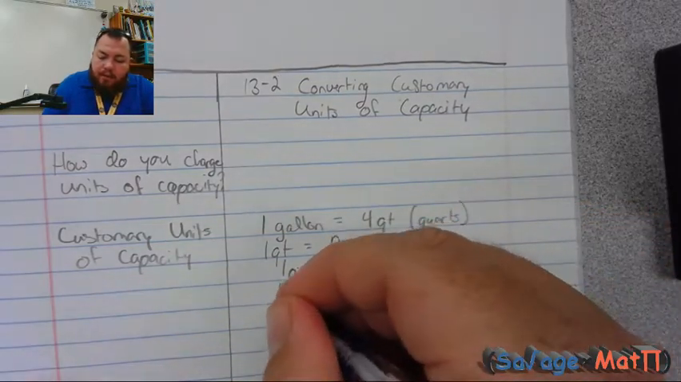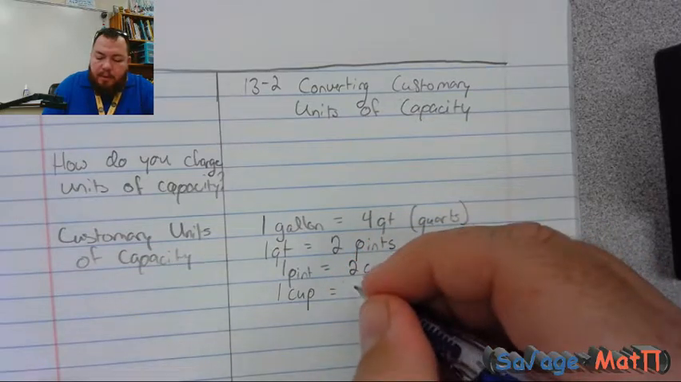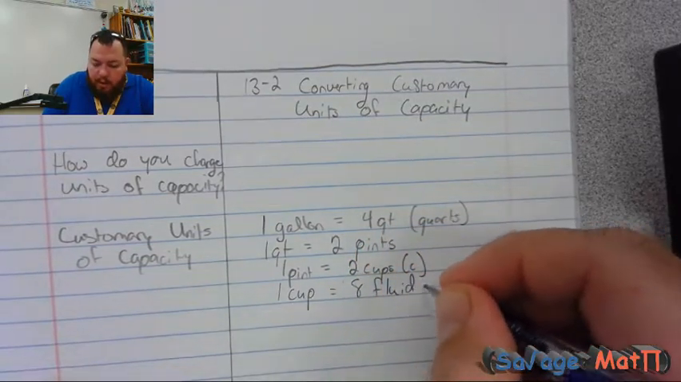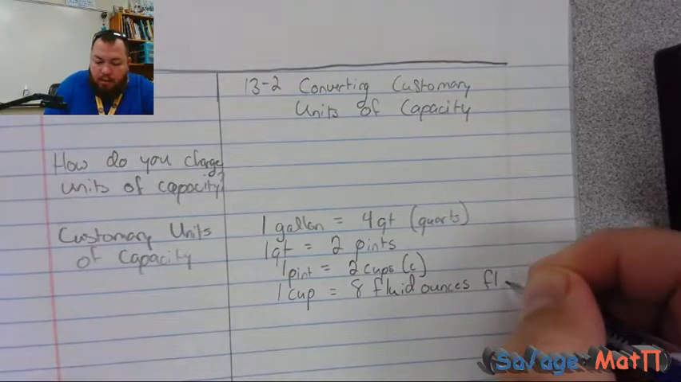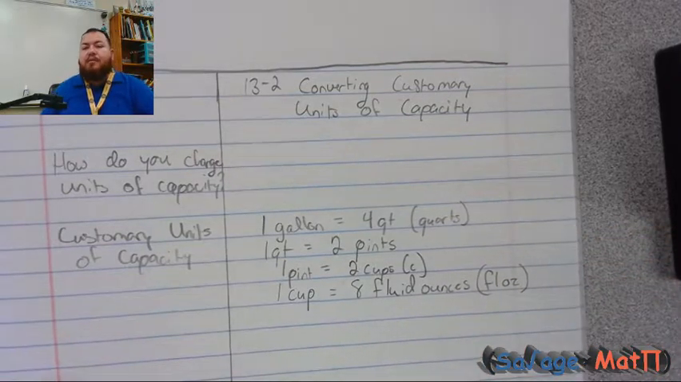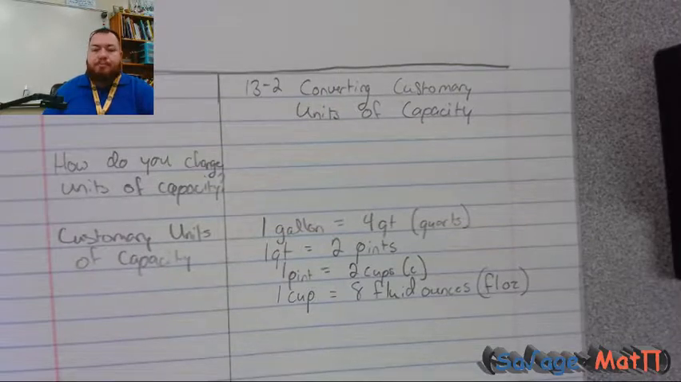And then finally, what does 1 cup equal? And 1 cup equals 8 fluid ounces, or FL OZ. So FL doesn't stand for Florida. FL stands for fluid ounces. Okay?